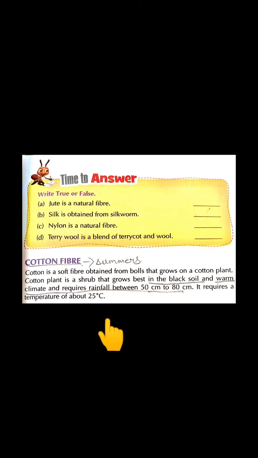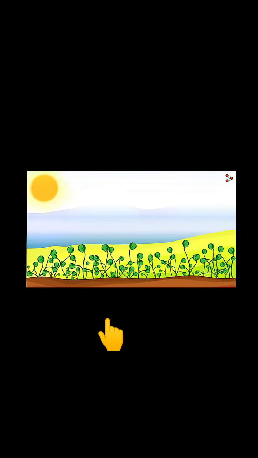So for the good growth of cotton plant, black soil with a lot of sunshine, as it's shown in the slide, and typically tropical climate. Tropical means warm to hot climate with medium rainfall is required. So it was all about the climatic conditions and the kind of soil that is required for the growth of cotton fiber. Now let's move to its cultivation.